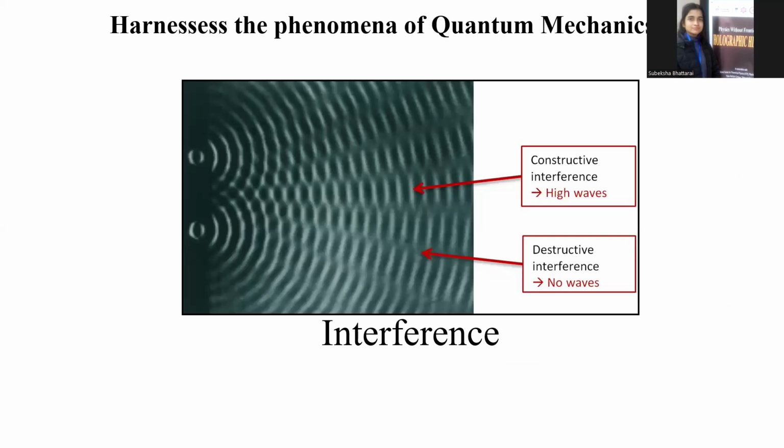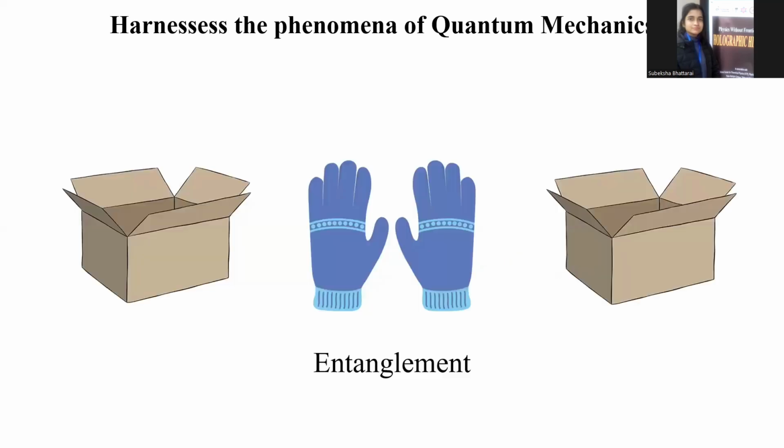Next up is interference. Interference is like the ripples when you throw two stones in a pond. The waves interact and can either cancel out or strengthen each other. Quantum computers use this phenomenon to cancel out wrong answers and strengthen the right ones, thereby increasing the chances of getting a correct result.